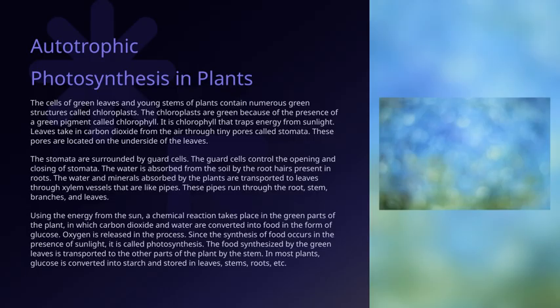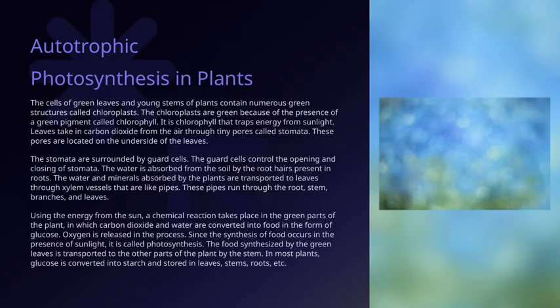Water is absorbed from the soil by tiny root hairs in the roots and transported upward. This water, along with minerals, travels through vessels called xylem, which act like pipes. These pipes run through the roots, stem, branches, and into the leaves.